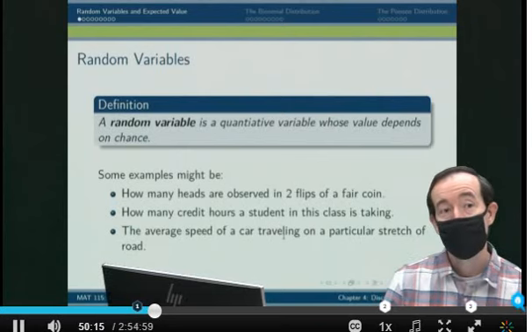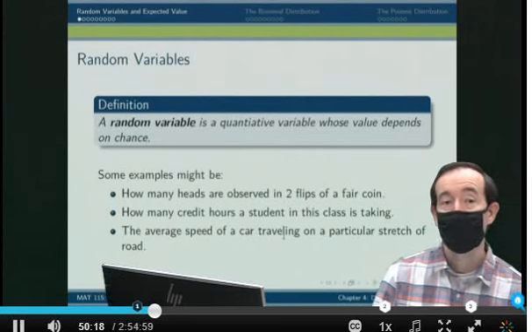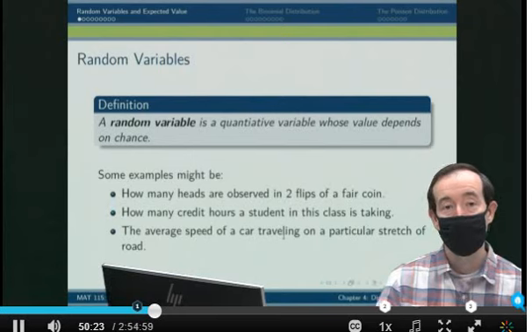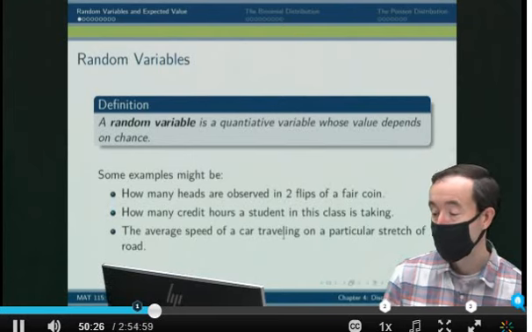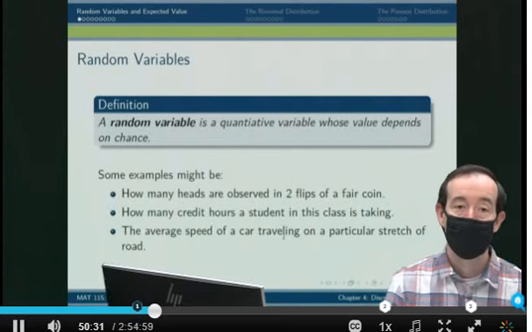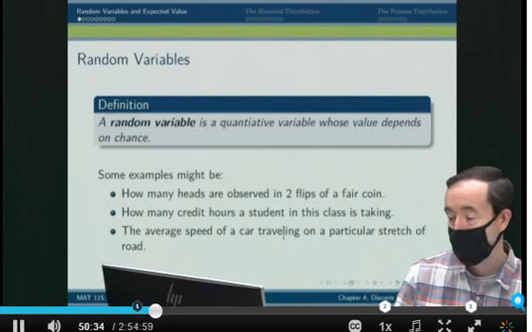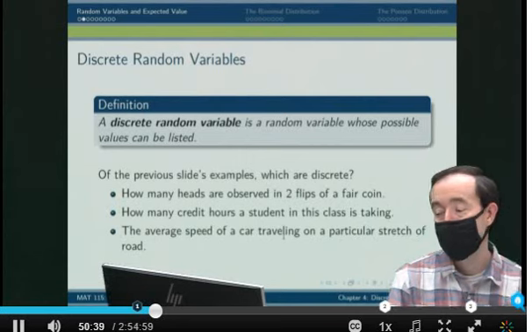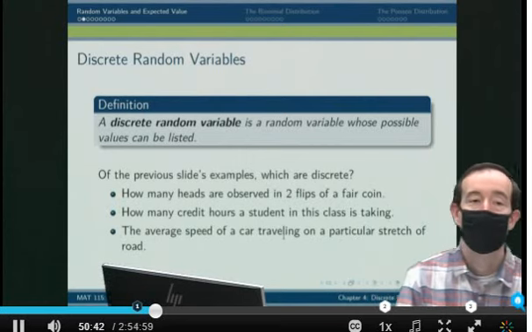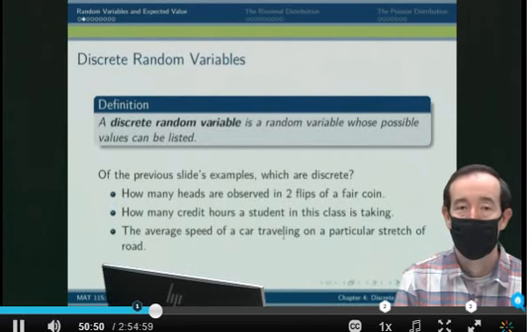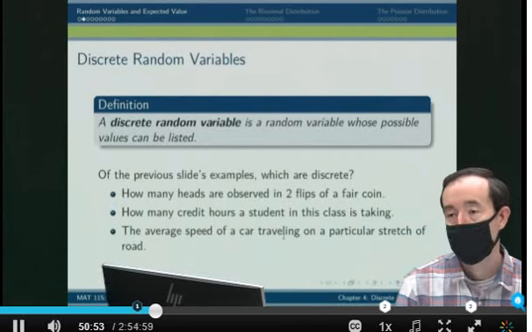The last one: the average speed of a car traveling on a particular stretch of road. That's again something I can envision numerically. I can think about the possibilities that are reasonable, but without collecting information, I would not necessarily know exactly what that speed might be. Those are all examples of random variables. And a discrete random variable is a random variable whose values can be listed. So of those 3, which one or ones are discrete? What do you think?